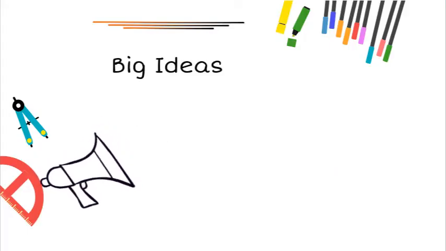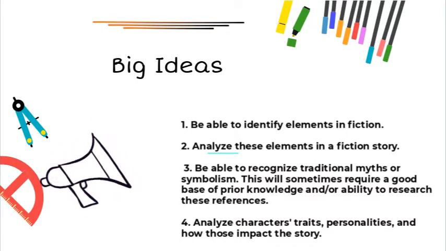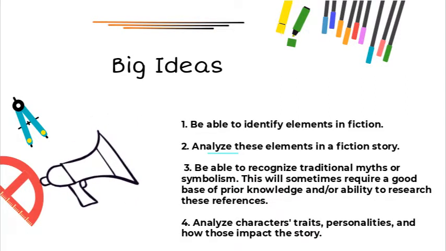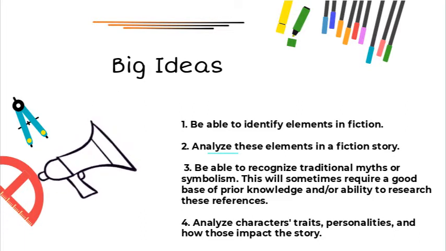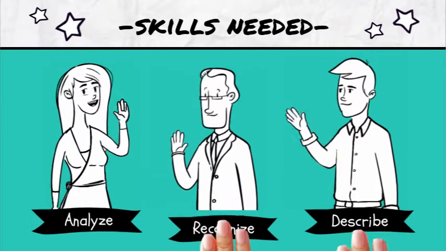The big ideas for this Common Core Standard are really about analysis. But first, they are going to need to be able to identify different elements in fiction, such as themes or different symbolism, be able to then analyze the characters' traits and personalities and the myths that are involved in tying the plot together. The basic skills needed are threefold.